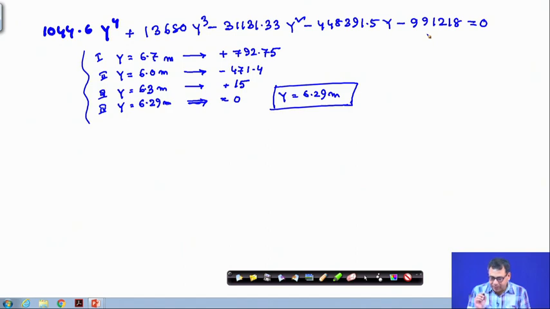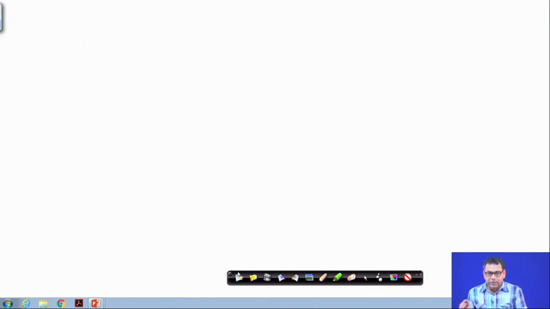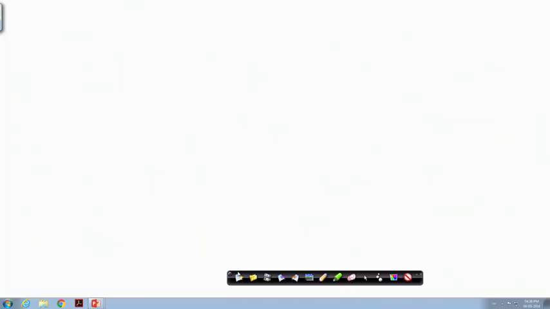And one guideline: what should be the first value you choose for the trial and error method. For the first trial, you choose a y value close to h, because in our problem the h value was 7 meter. That is why I put the y value in the first trial as 6.7 meter. Then according to the values that come, either plus or minus, you have to either reduce or increase it.